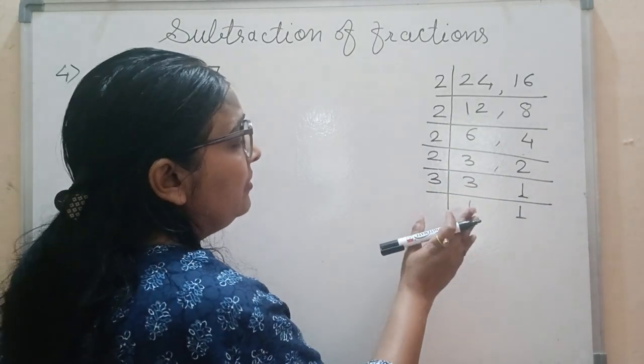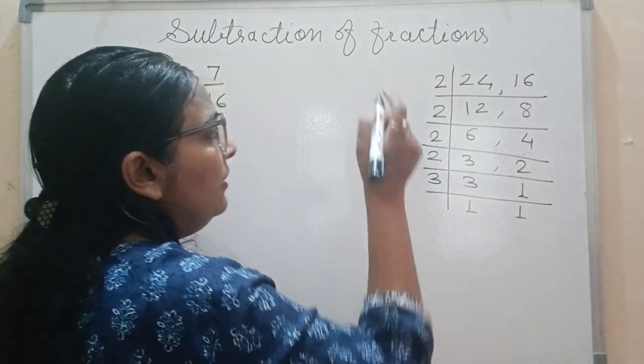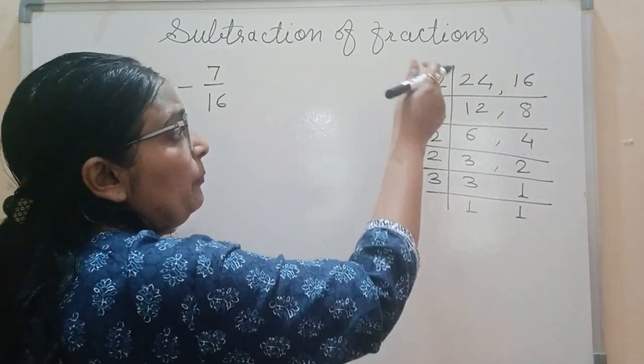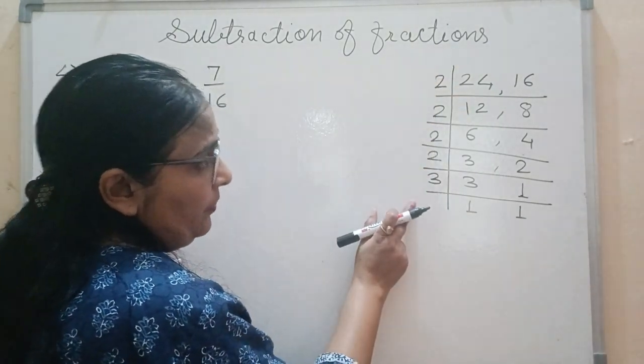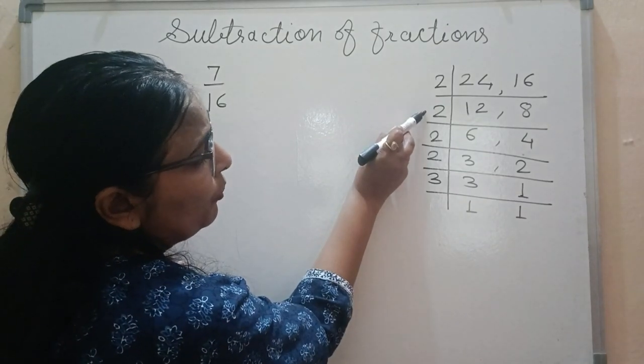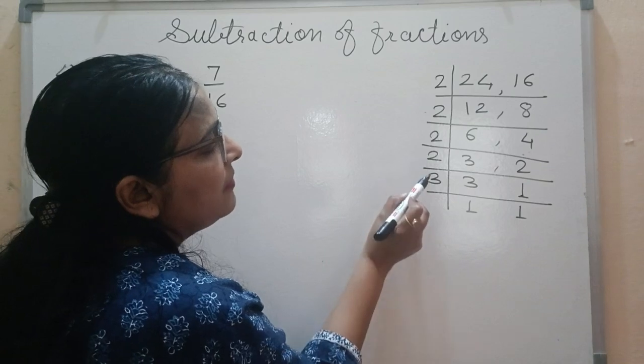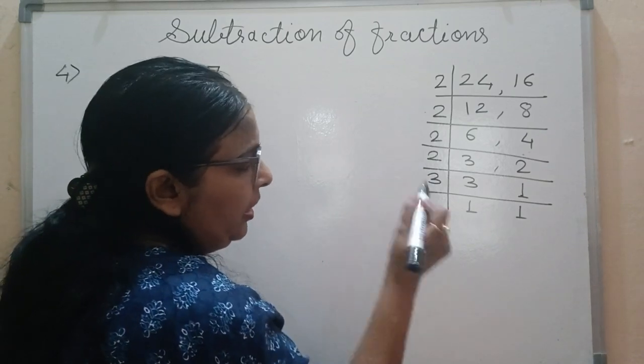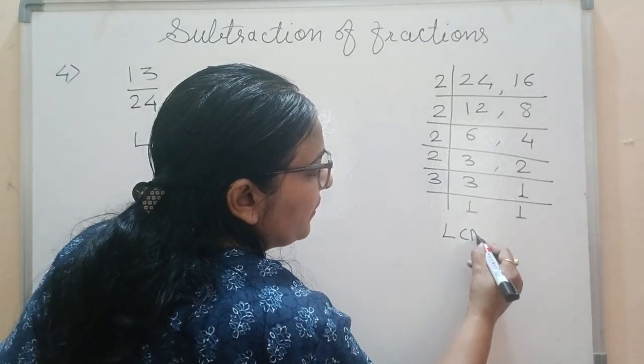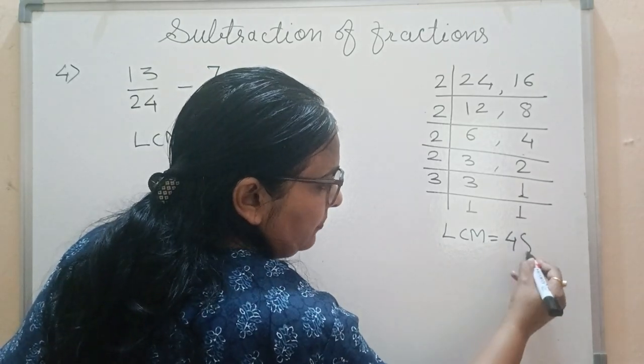You have to repeat this till you are getting 1 here. Now your LCM will be the product of all these prime numbers. So 2 twos are 4, 4 twos are 8, 8 twos are 16, and 16 threes are 48. So LCM is equal to 48.